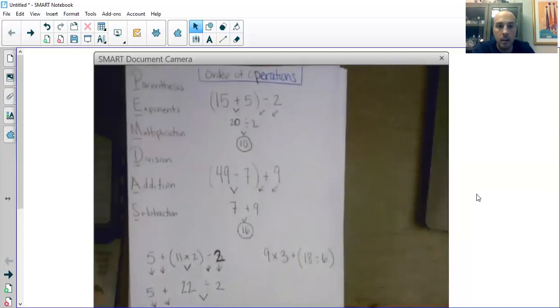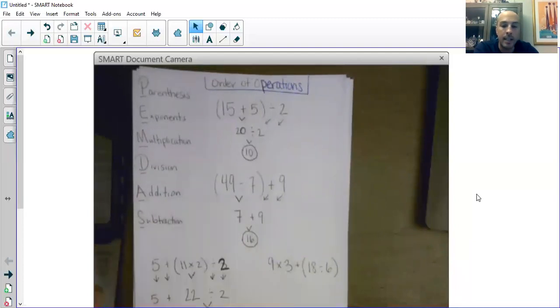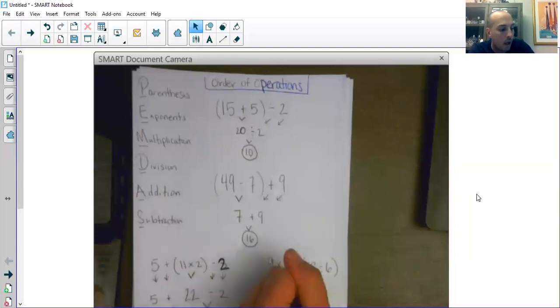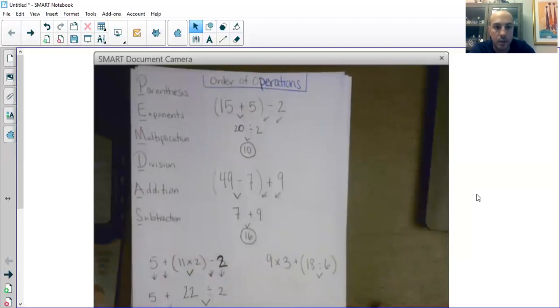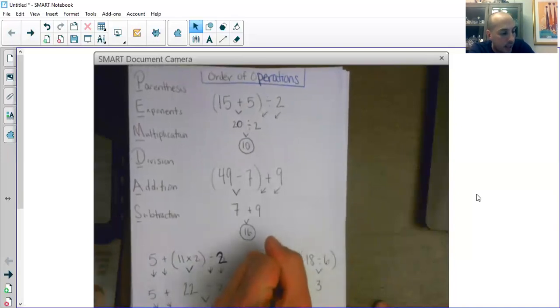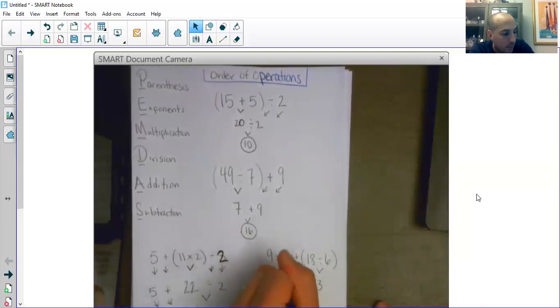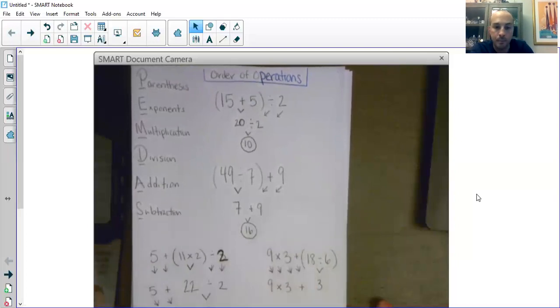So again, I have 9 times 3 plus 18 divided by 6 in parentheses. Parentheses always comes first, so I'm going to solve 18 divided by 6 first. 18 divided by 6 is 3. Everything else comes down. So my new equation is 9 times 3 plus 3.